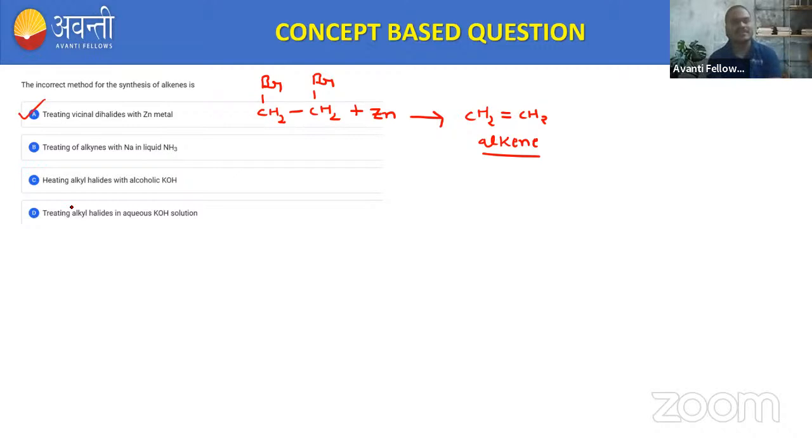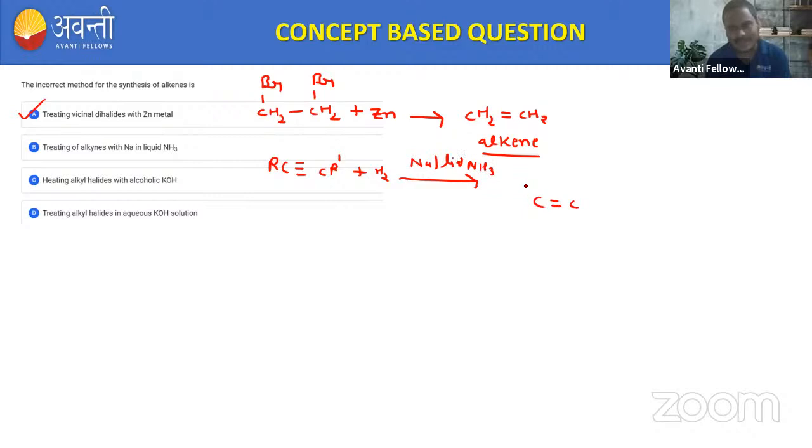Again, treating alkyne with Na in liquid ammonia. So we all know this. Whenever we treat alkyne with sodium in liquid ammonia, we get the trans alkene, right? So this thing we also know, that whenever we treat alkyne with sodium in liquid ammonia, we get a trans alkene, right?